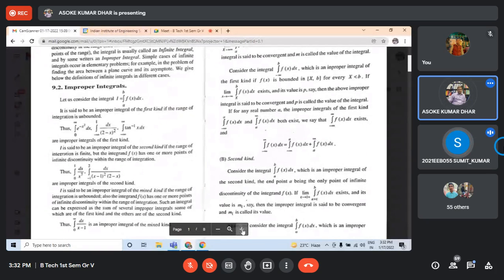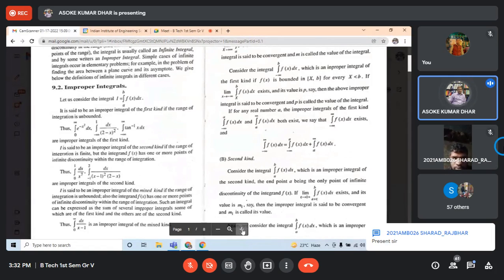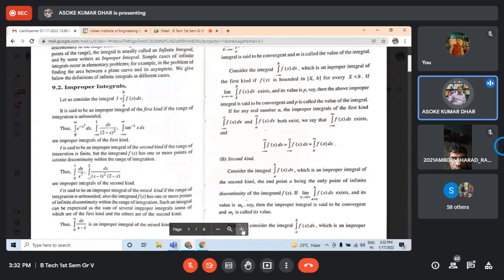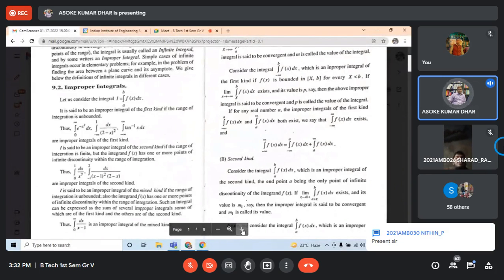Last one, the integral from minus infinity to infinity of tan inverse x. Here the lower limit and upper limit are both infinite. So this type of integration is known as improper integration of the first kind. Another kind is one in which the range is finite, like 0 to 1, or the second integration minus 1 to 2, the range is finite, but the function is unbounded at one or more points within the range of integration.